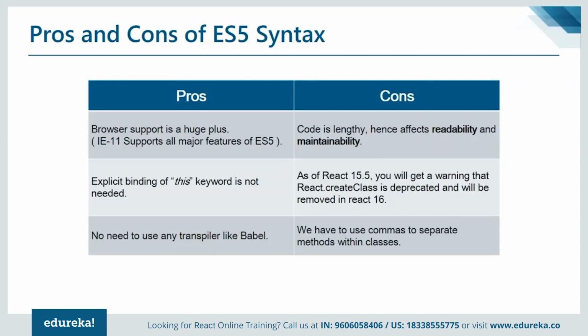Now, what are the cons? We have to use commas to separate methods within the classes. So there is a way where you can have multiple functions or methods which need to be separated by commas, which we'll see in one of the demos. One of the most important cons related to ES5 classes is that the code is very lengthy. It affects the readability and maintainability of the code in React.js when we talk about ES5 classes. That also we'll see in one of the demos very quickly.